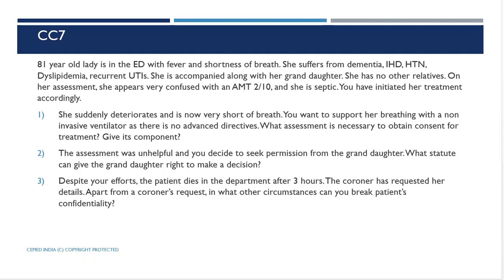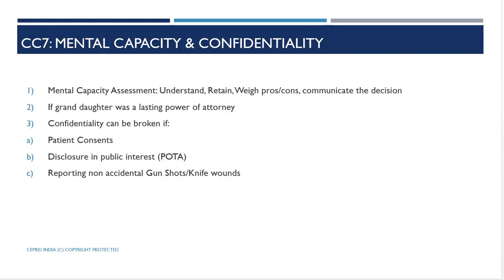So the patient dies in the department after 3 hours. Coroner has asked for a detail. Apart from coroner's request, in what other circumstances can you break patient's confidentiality? In general, this question is asking, when can you break? People have written terrorist activity and other stuff, and most of them have got it right, but let's look at the answer. So confidentiality can be broken if patient consents, disclosure in public interest, in brackets you can write terrorist activity, and reporting non-accidental gunshot and knife wounds.